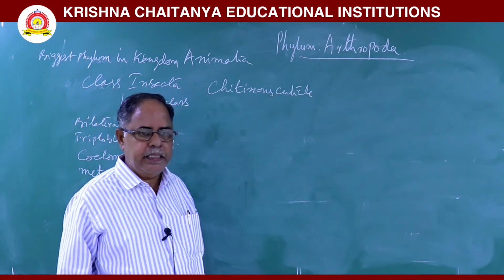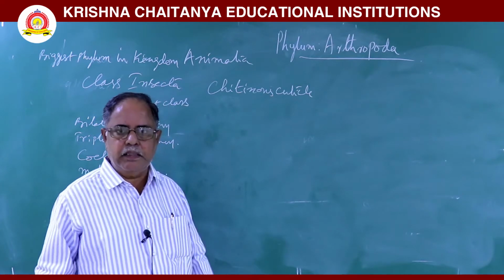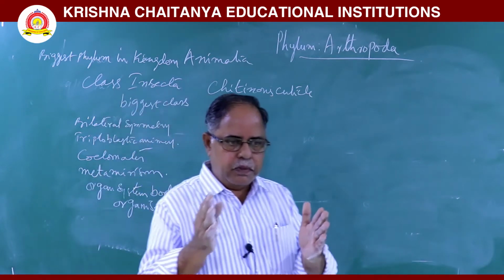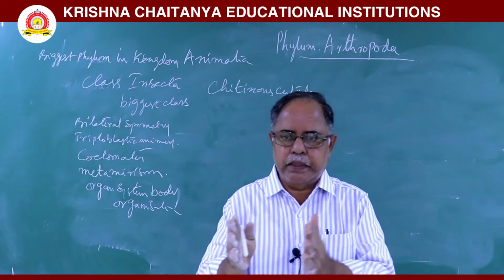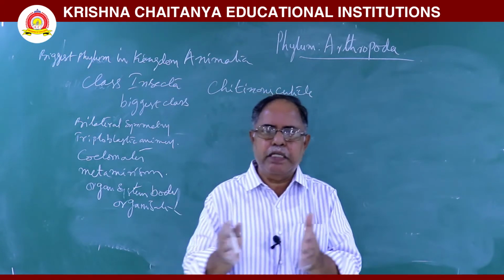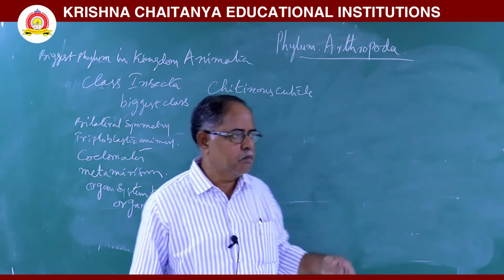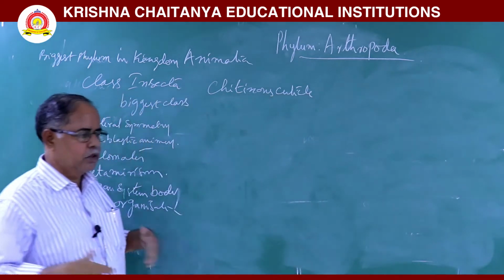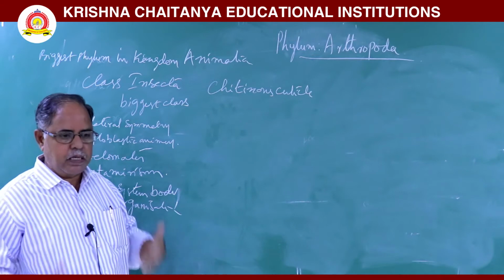Next, in these animals the body is divided into three regions: head, thorax and abdomen. The body is segmented.